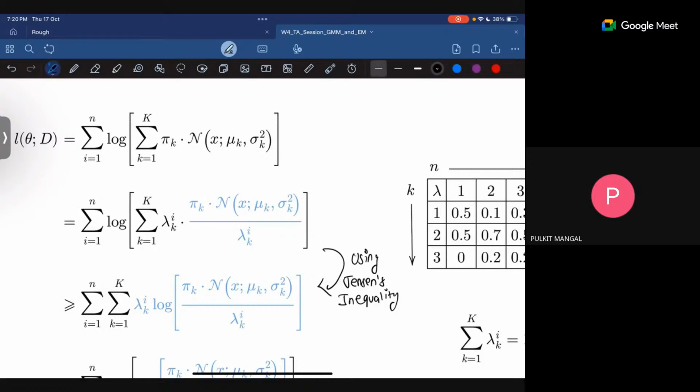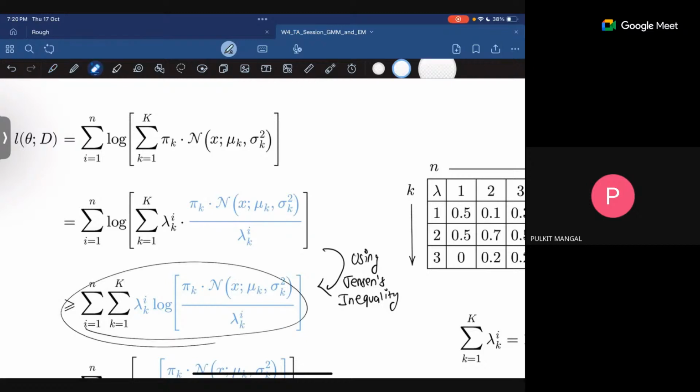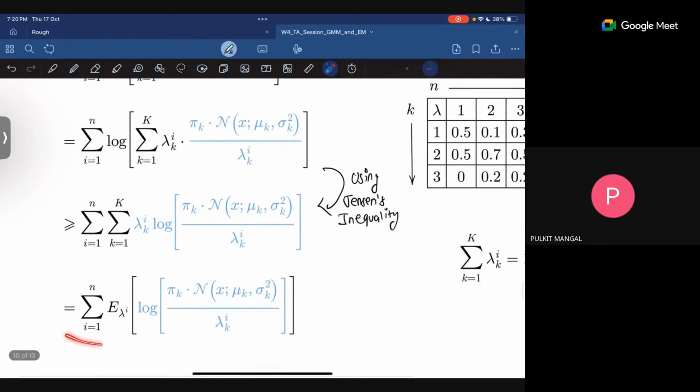Okay. So in the expectation, how you do, you multiply the probability for the random variable value and you sum them up for all the n data points. Okay. And that's what turns into the expectation part. So in the expectation maximization algorithm, the expectation part is coming from here. So that's what I have written here.